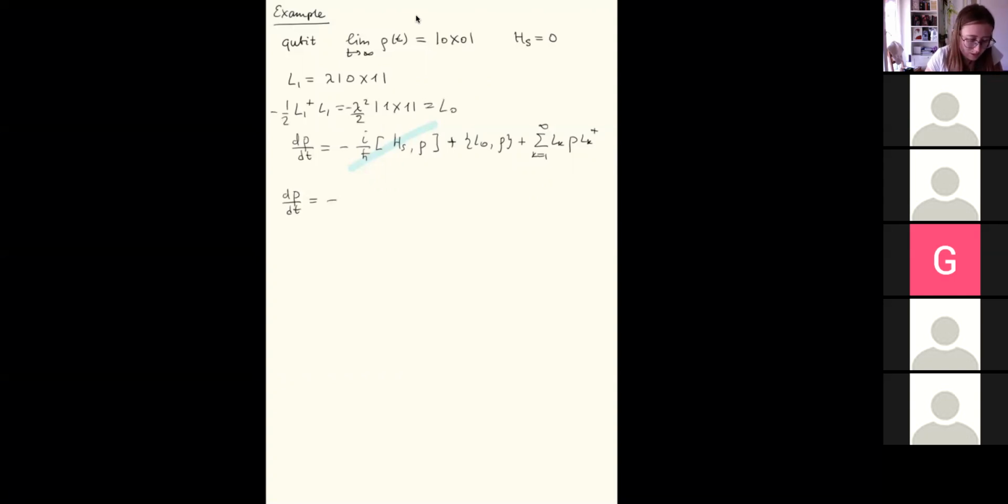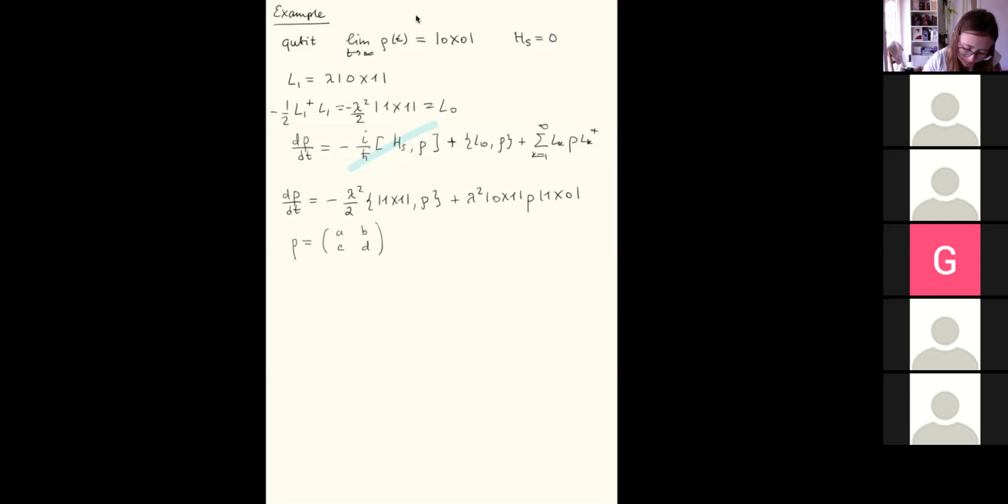it takes any state to a ground state. So here I'm writing the anticommutator of L0 with rho. And here I write the rest, so namely the Lindbladian term L1 acting on rho. Okay, suppose that rho has the following entries.